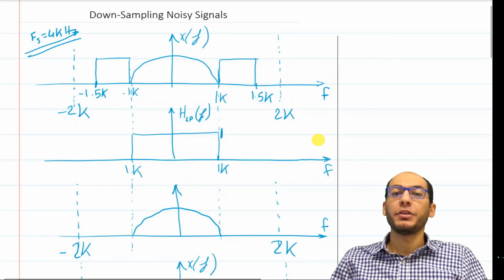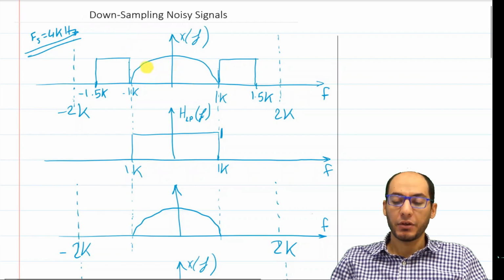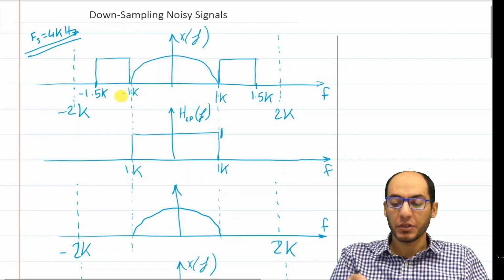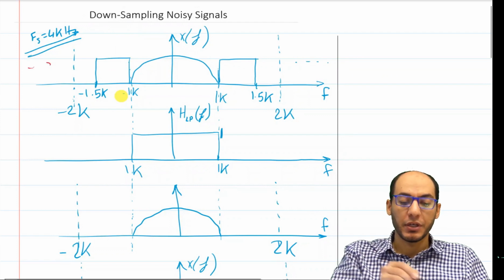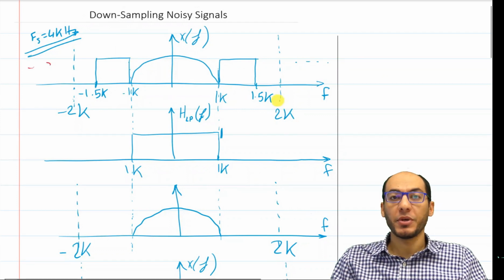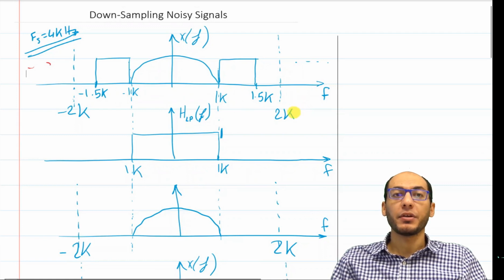Hello everyone, in this video we're going to be discussing what happens to the signal if it was corrupted by noise after I downsample it. So let's assume that we're given a discrete signal, and how did I know that it is discrete? Because of these dotted lines. The dotted lines represent that the signal is repeated in the frequency domain, which means that it is discrete in the time domain. And right now we're assuming that in this example it is sampled at 4 kilohertz.